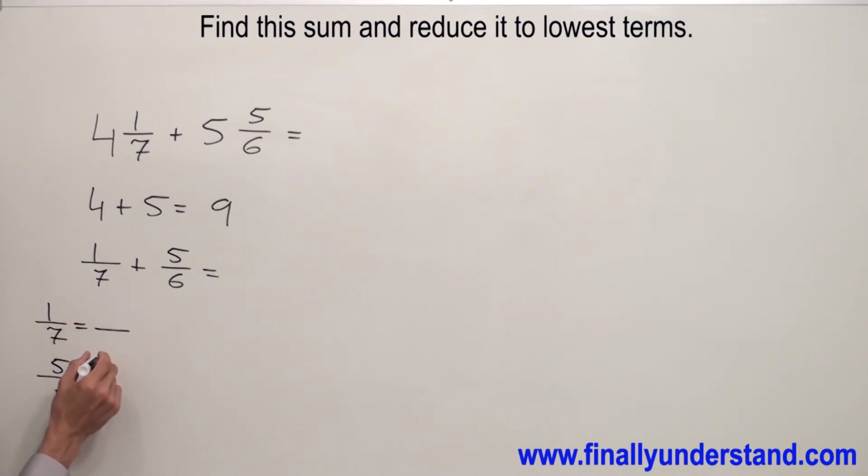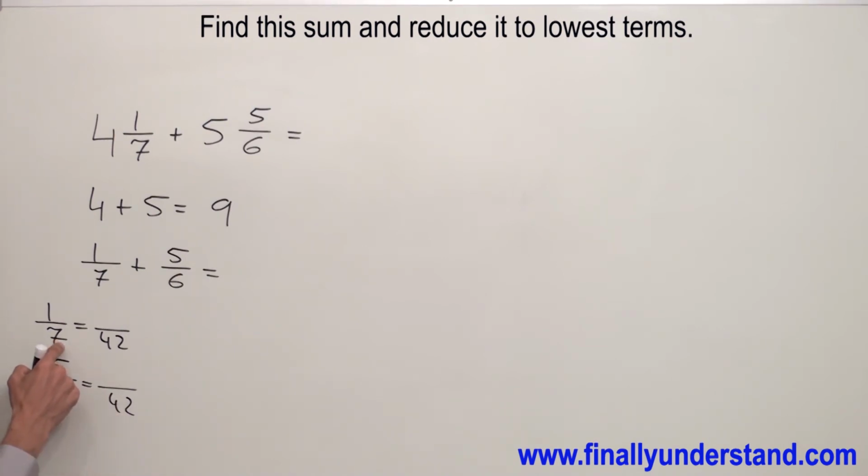Now, the common denominator for these two fractions is 42. How did you get 42? By simply multiplying 7 by 6. Okay? 42 is evenly divisible by 7 and evenly divisible by 6.